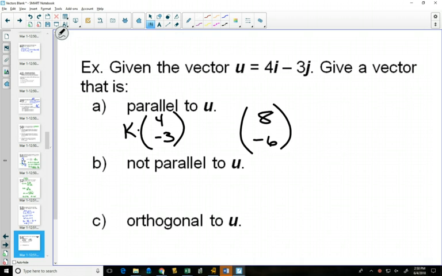If you want something not parallel to it, you can just change one of the values, because that would show that they're not scalar multiples of each other. We're going to use this idea of a scalar multiple of another vector to show that it's parallel. Just to be clear, if I put k as 1, it is parallel.